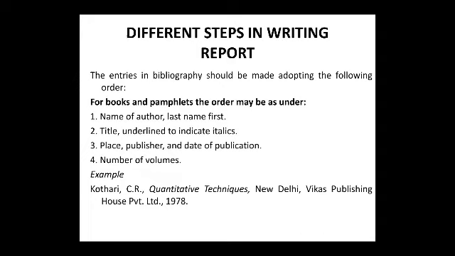The entries in the bibliography should be made using the following order. For books and pamphlets, the order may be used as under: name of the author, last name first, then title that needs to be underlined or in italics, then place, publisher and date of publication. Lastly, you can write the number of volume.